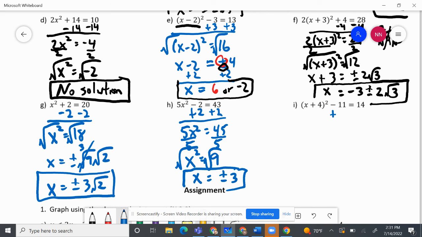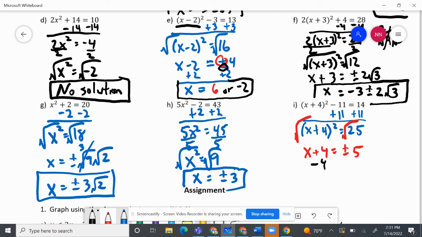Now for our last one, we're going to add the 11. And we get x plus 4 squared is equal to 25. What we're going to do is take the square root of it. And when we take the square root, we get x plus 4 is equal to plus or minus 5. Then we're going to subtract the 4. And remember, when we subtract the 4, we have 2 answers. One where it's the positive 5. 5 minus 4 is equal to 1. Then we take the negative 5. Negative 5 minus 4 is negative 9.